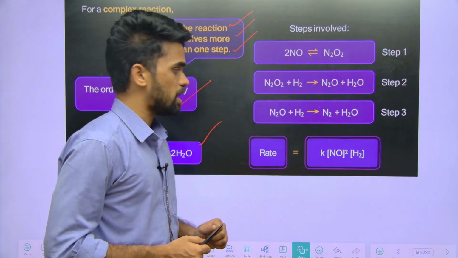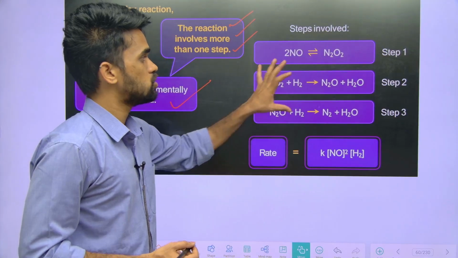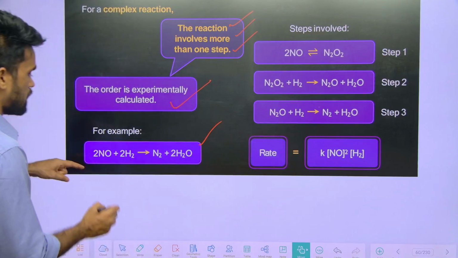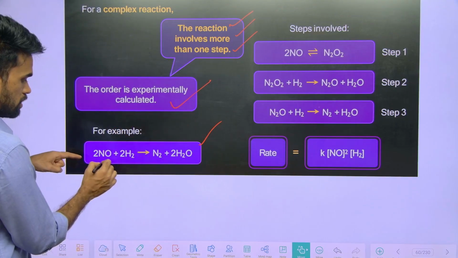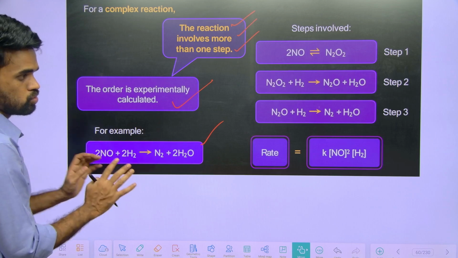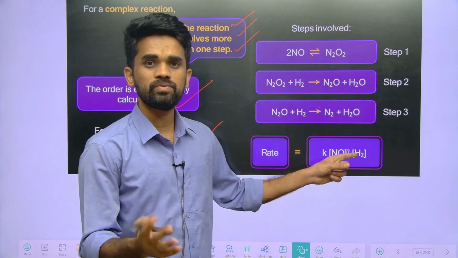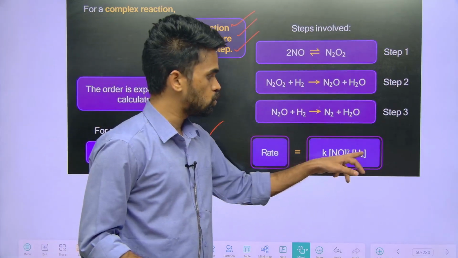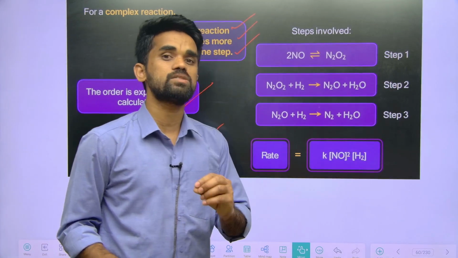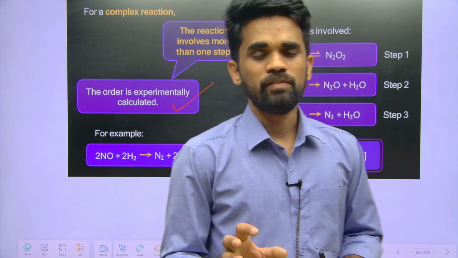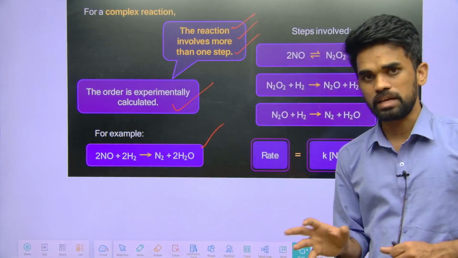E complex reactions ki manam order చూసి చెప్పలేం. We need to know the experimental data. So you just write rate is equals to concentration of NO, concentration of H2. But their orders, how much, we cannot give directly by looking at this equation. So this 2 and here 1 comes from where? Experimental calculations.